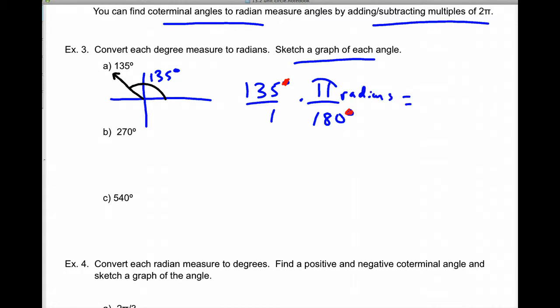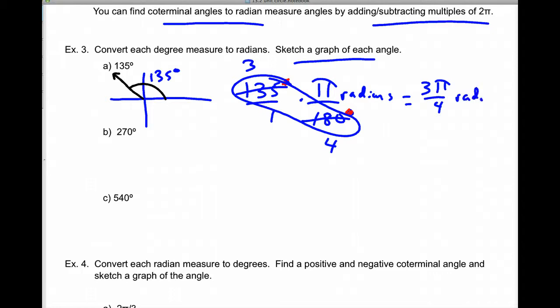Well, you can take the 135 and divide it by 180 and do a little math fraction on your calculator. Or you can divide them both by 45. 45 goes into 135 3 times, goes into 180 4 times. Whatever you do, you're going to end up with 3/4 pi, or 3 pi over 4. And that's what 135 degrees is. Now take a look over here. Hopefully that makes sense.